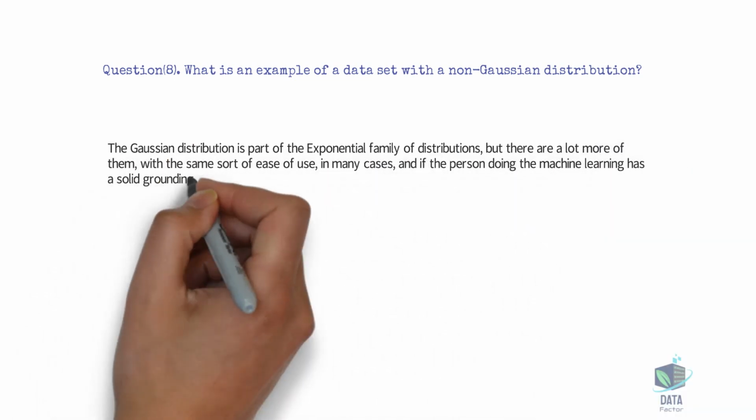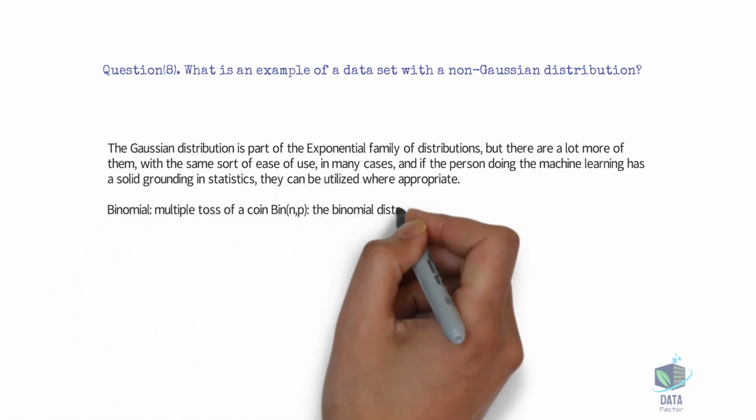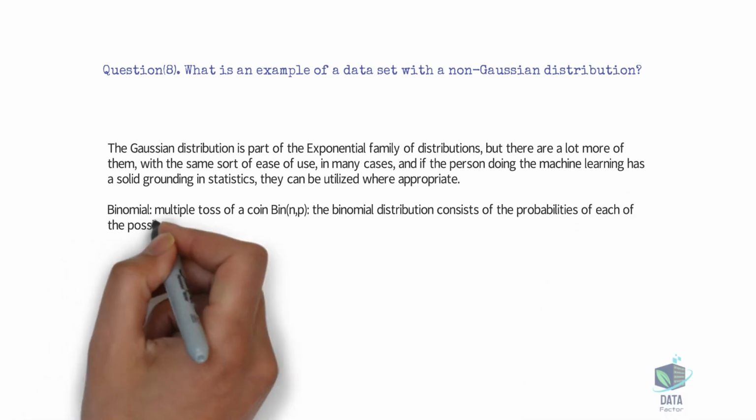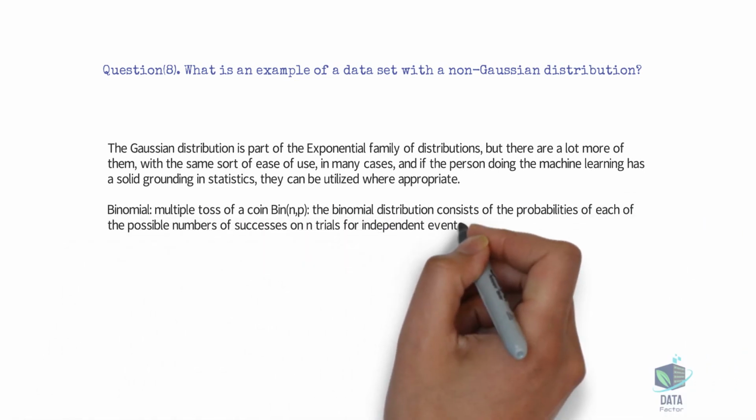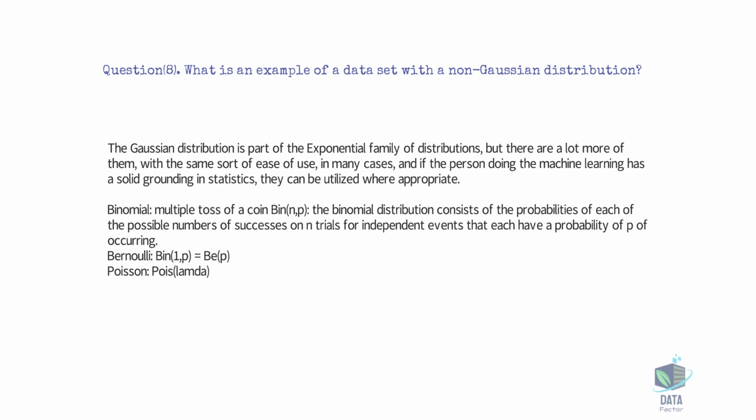Binomial, multiple toss of a coin, bin(n, p). The binomial distribution consists of the probabilities of each of the possible numbers of successes on n trials for independent events that each have a probability of p of occurring. Bernoulli, bin(1, p) equals b.